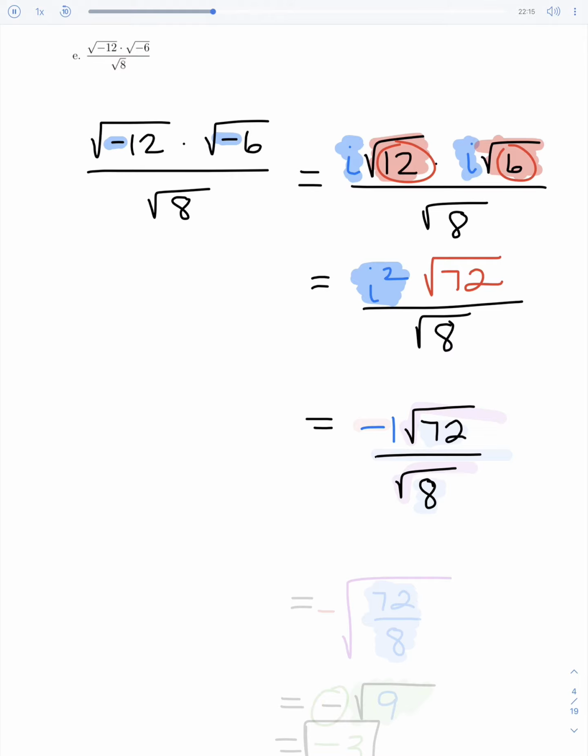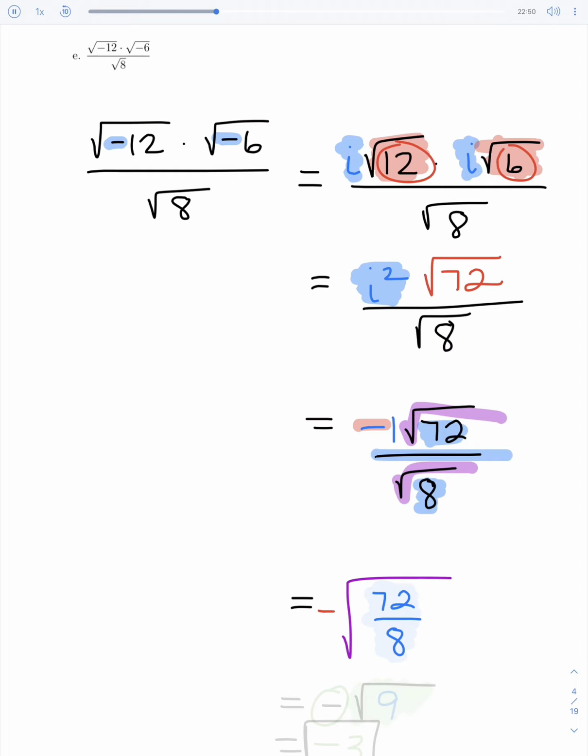Let's see. So just like we've done in the past couple problems, what we can do is rewrite our two separate square roots as one big square root. And we've got the 72 and the 8 that we are dividing. So we've got 72 over 8. And let's not forget that this answer should be negative because there was that negative 1.